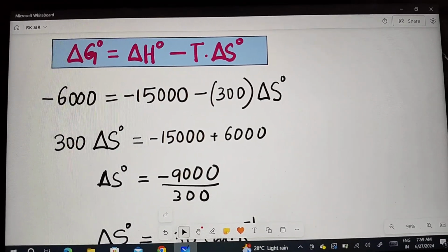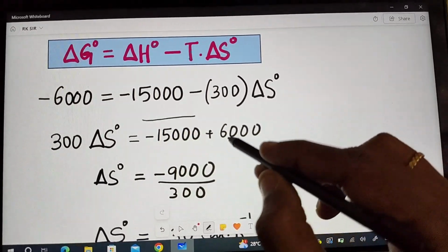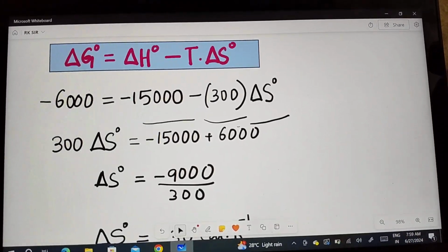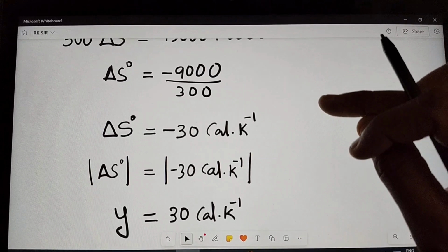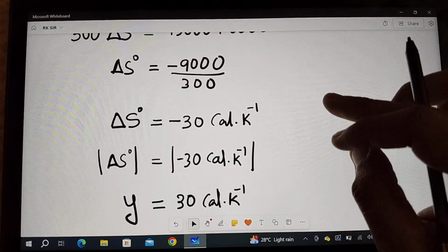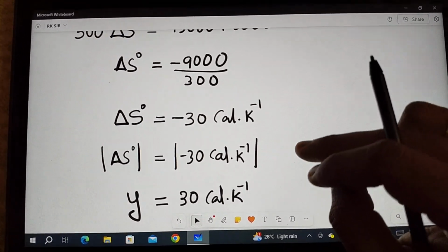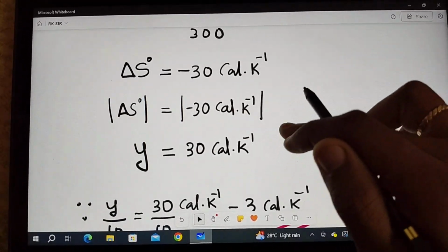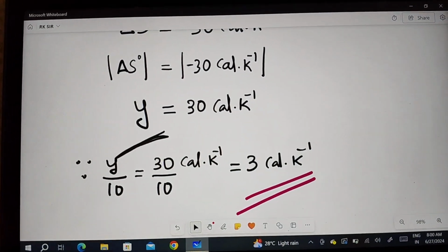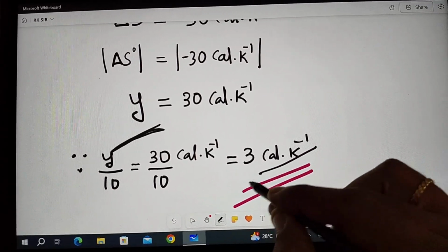After that, if you substitute the values, that is the delta G naught value, we have got minus 6000, and then the delta H naught for two hydrogen bonds, we have got minus 15,000, and then the temperature value we have here, and then delta S naught can be easily calculated. Finally, we will get the delta S naught as minus 30 calorie per Kelvin. Since they have given in the question the modulus of delta S naught, we need to consider that minus 30 becomes plus 30, which is given as y. And then they are asking in the question y by 10, which is 30 by 10, which is going to give us 3 calorie per Kelvin.